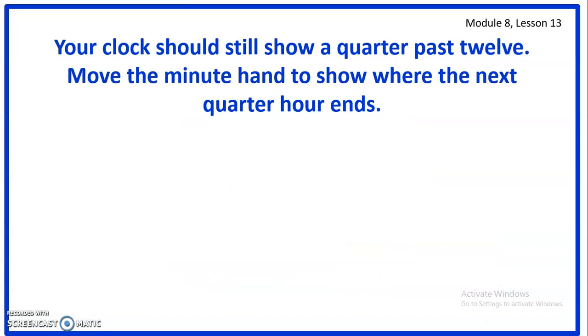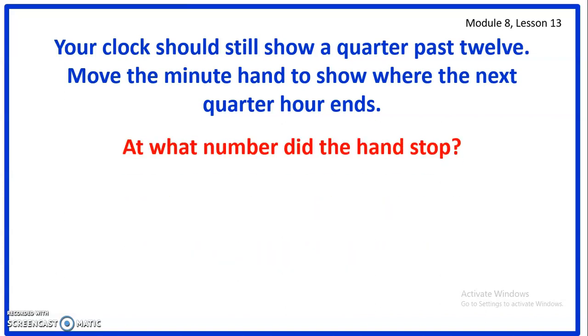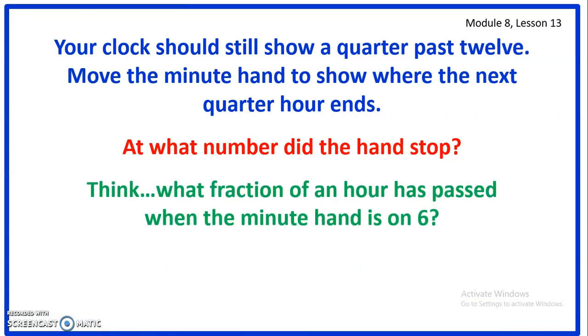Now your clock should still show a quarter past 12, right? Because you just moved the minute hand to 3. You get it? So moving the minute hand shows where the next quarter should be. Next quarter will be what? Quarter past. And where did the hand stop?